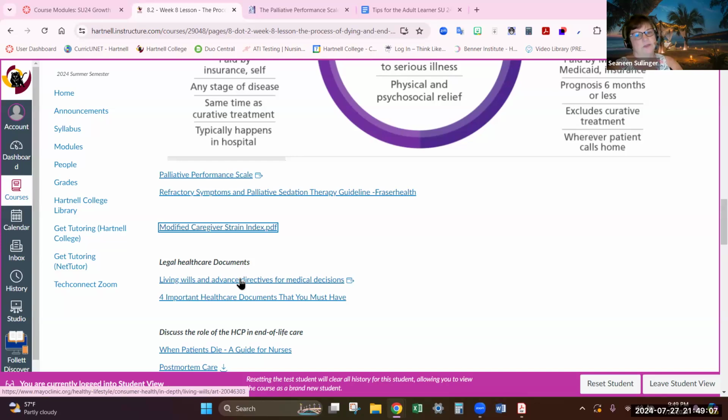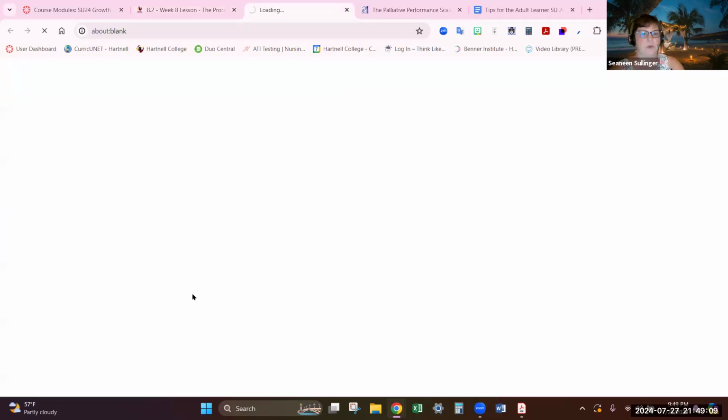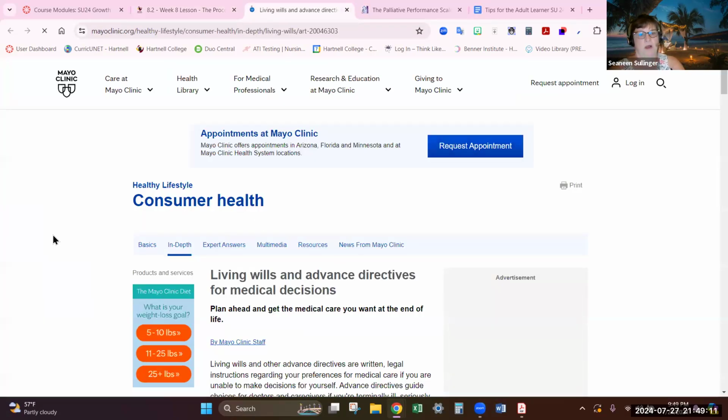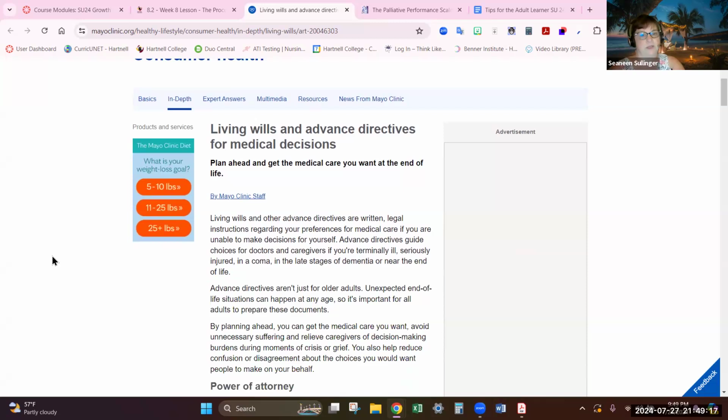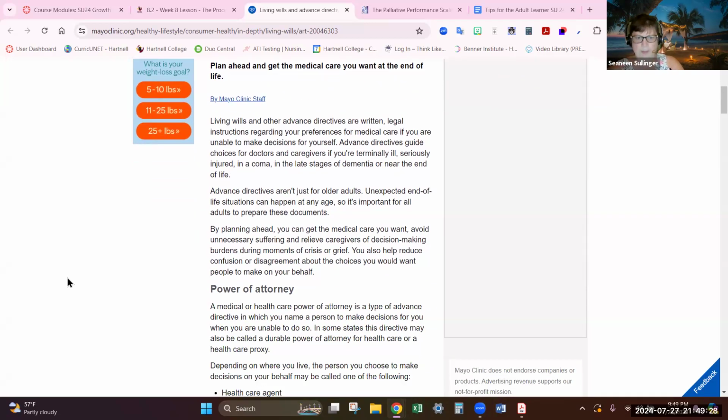Living wills and advanced directives for medical decisions. You have two articles here that talk about these. These are the legal healthcare documents that's in your objective. And so they are legal documents. You can do advanced directives as sort of the umbrella term, and you can do that at any age in case anything would happen. And by planning ahead, you get what you want, and you're in a fully conscious state of mind, knowing what you want to be able to make that happen.